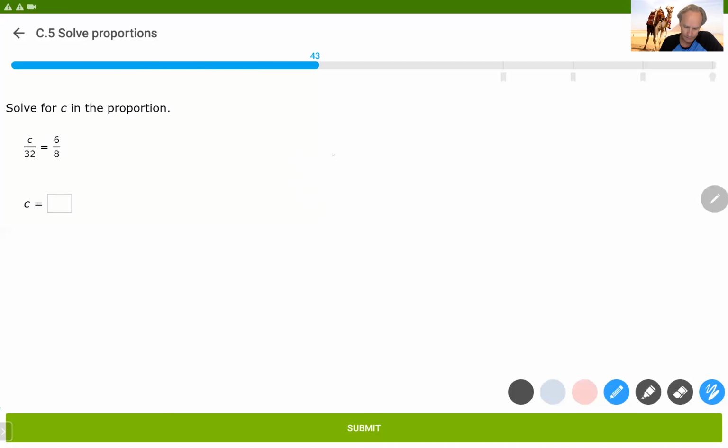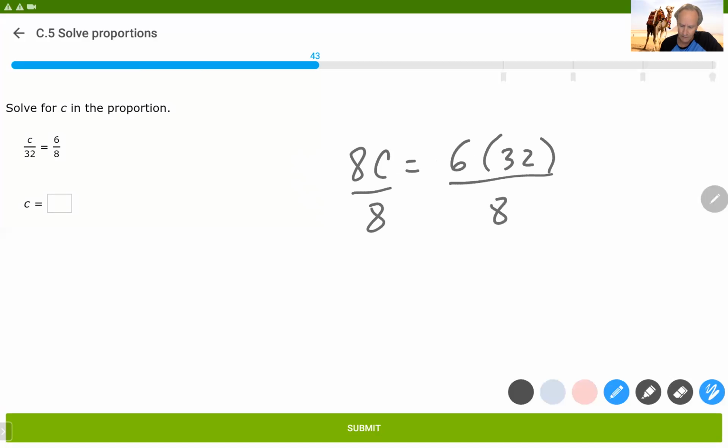Now I have 8C is equal to 6 times 32. I could have went ahead and multiplied these, but it's easier to do it in steps. Let me show you what I mean. You see, in this particular case, I think for most people, 192 is not obviously divisible by 8, but 32, 8 goes into 32 really easily, and we get 24. Just seems a lot easier.